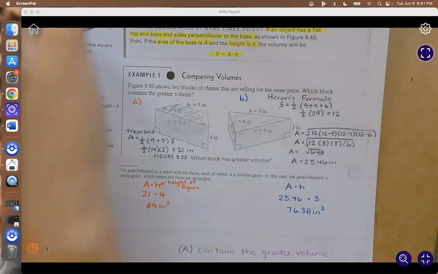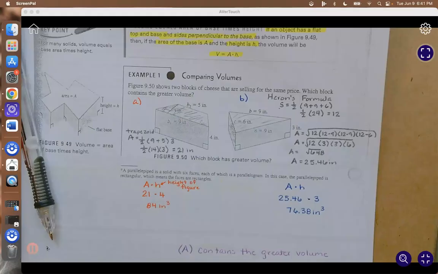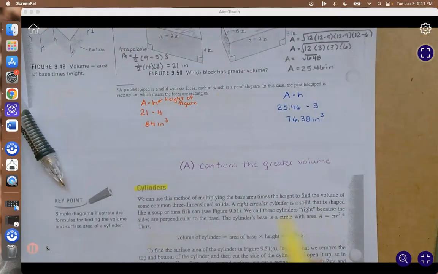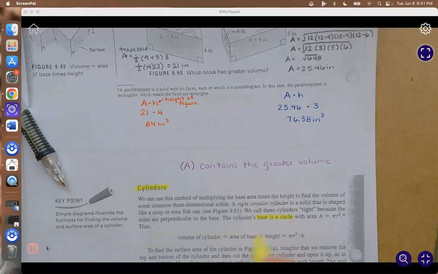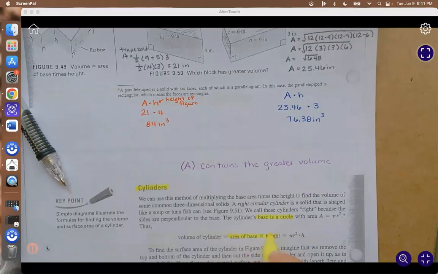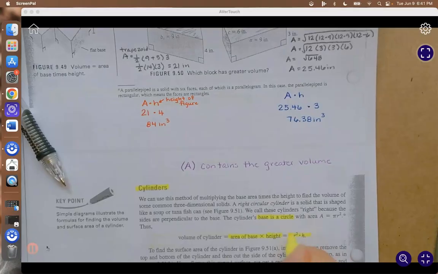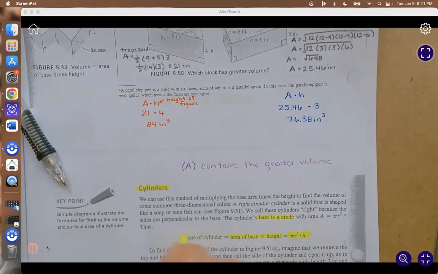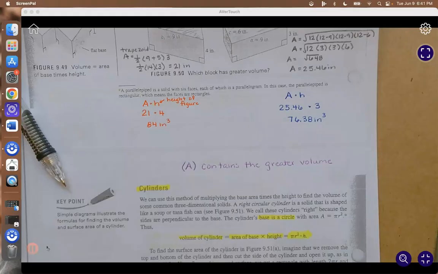All right, cylinders. Now, cylinders, remember the base is a circle. So if we're doing the area of a base times the height, like we did up here, that's going to be pi r squared h. That's the volume of a cylinder. Okay, so all of these are area of the bases times the height.